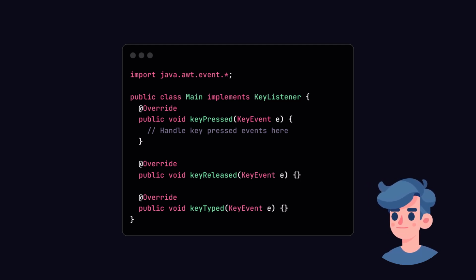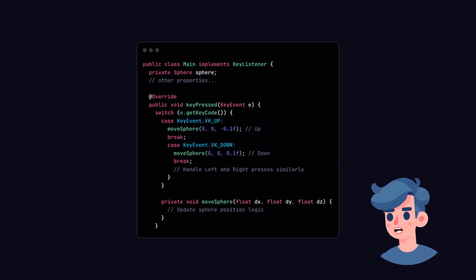To do this, we will implement a key listener. When a key is pressed, we'll move the sphere in the scene. Let's modify our key pressed method to update the sphere's position based on the arrow keys.